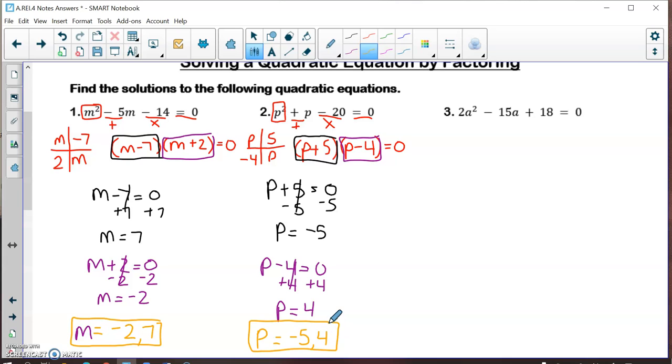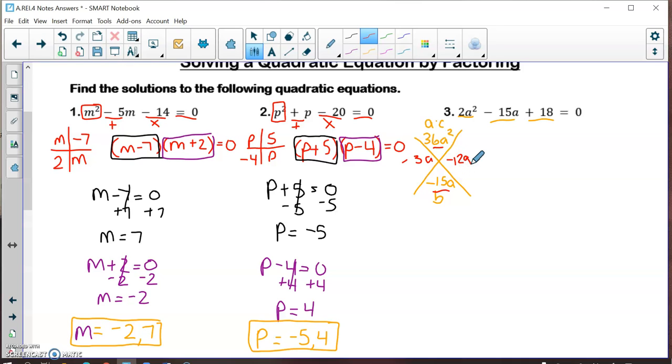All right, looking at number 3. This time we have a quadratic trinomial, but my coefficient of a squared is greater than 1. So in this situation, we are going to use the X method, which I'm going to review with you right now. So in the X method, in the top of your X, you do your a times your c value. So that would be 2a squared times 18. So that's 36a squared that goes in the top of your X. In the bottom of your X is your b value, which in this case is -15a. I need two numbers that when multiplied together equal 36a squared, but when added together equal -15a. That is going to be -3a and -12a.